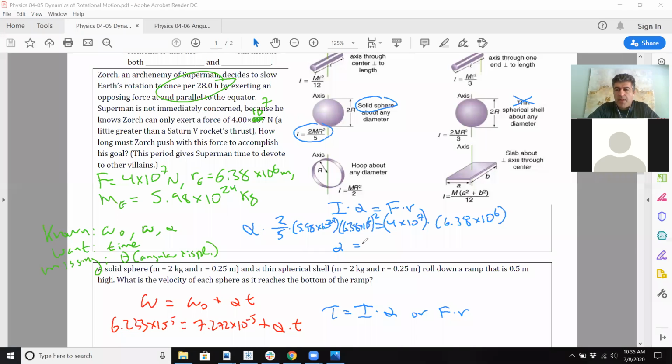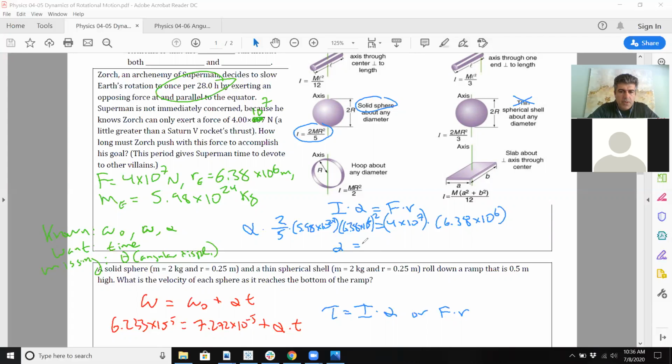So remember, we have a new equation for torque. That's from the second law of rotation. And we had one that we did earlier this week. I'm just kind of going through the motions here, just working all this out. So you divide by 5.98 E24, and divided by 6.38 E6 squared.